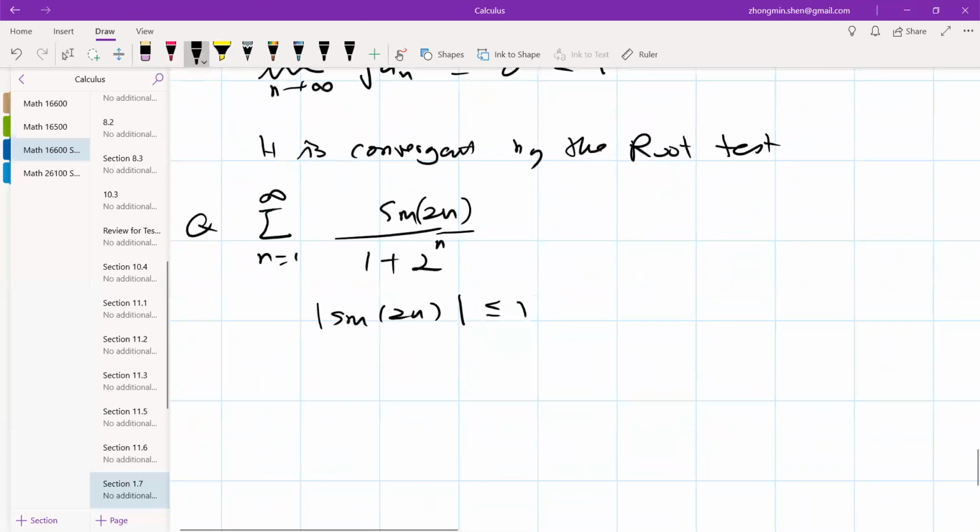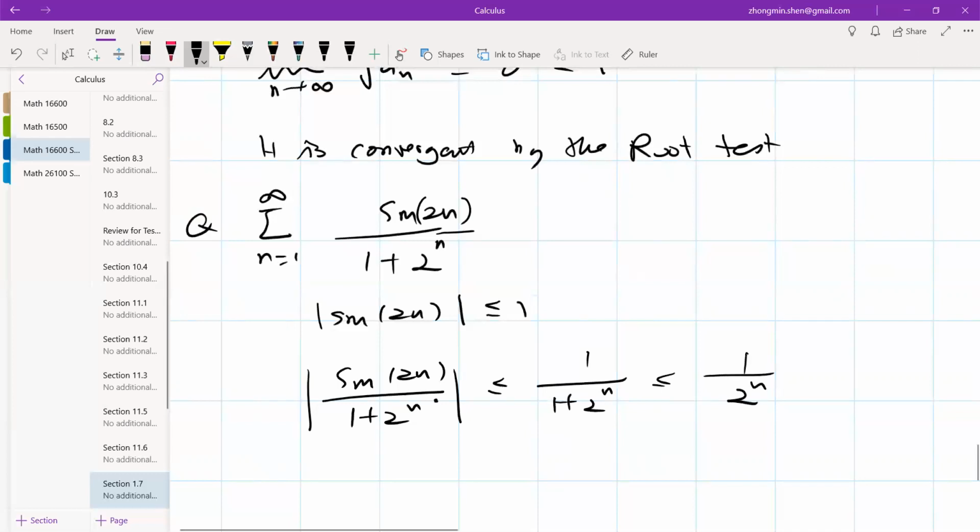So here we're going to look at the absolute value of this. It's going to be 1 over 1 plus 2 to the n. But this one can even be changed to this, and that is our bn.